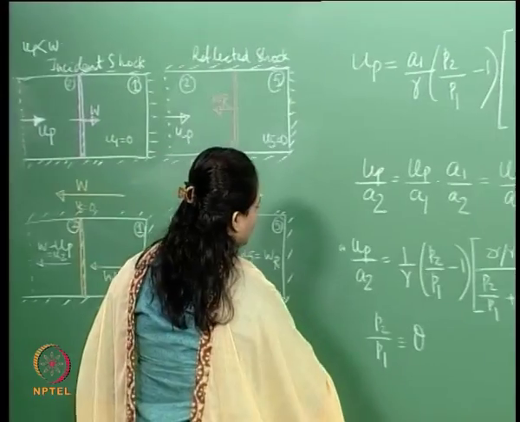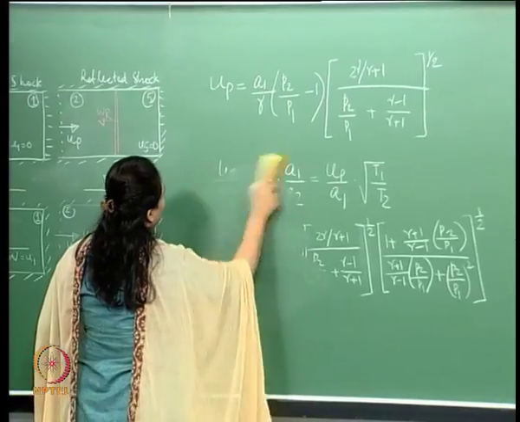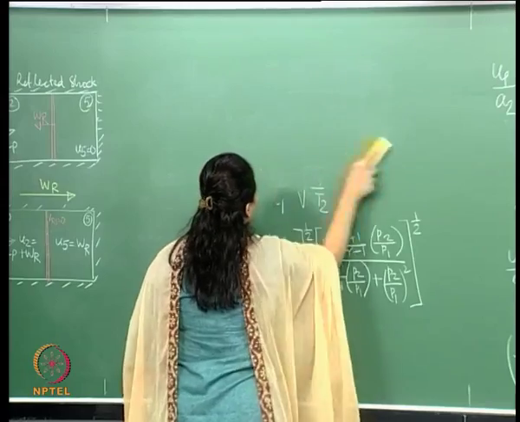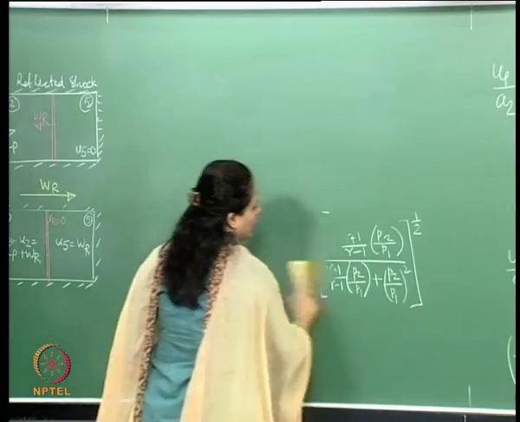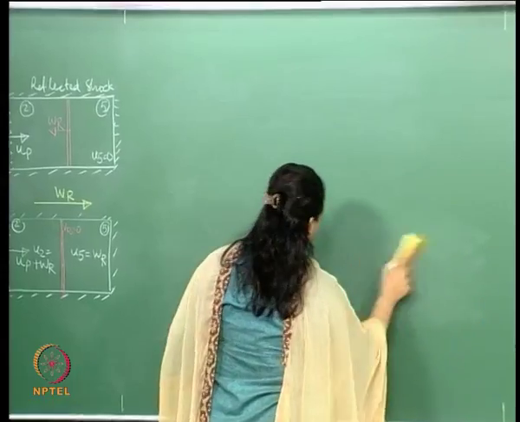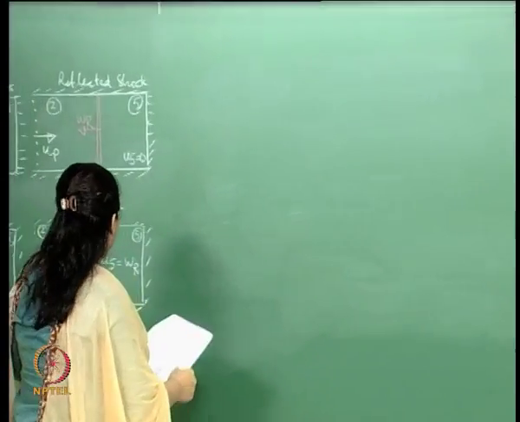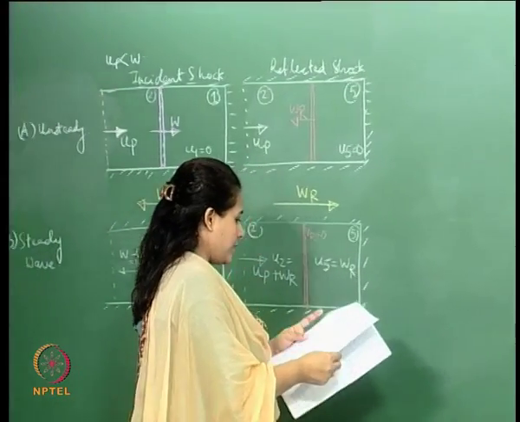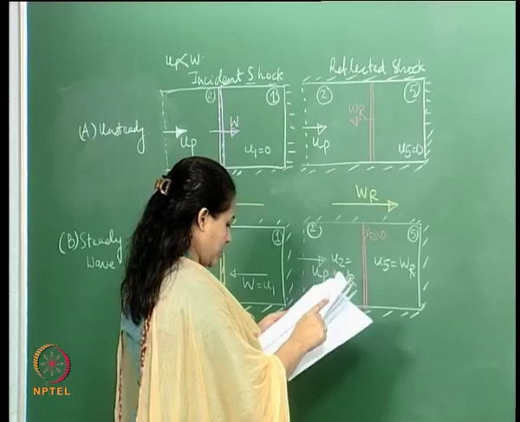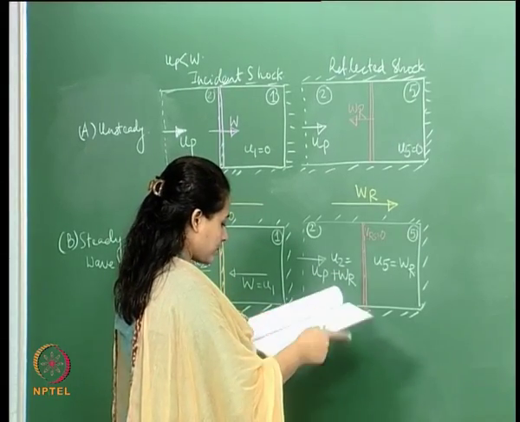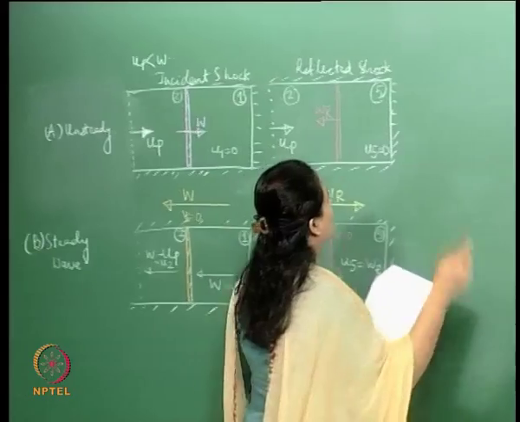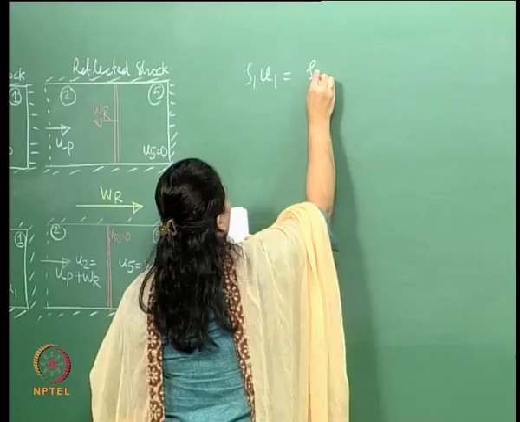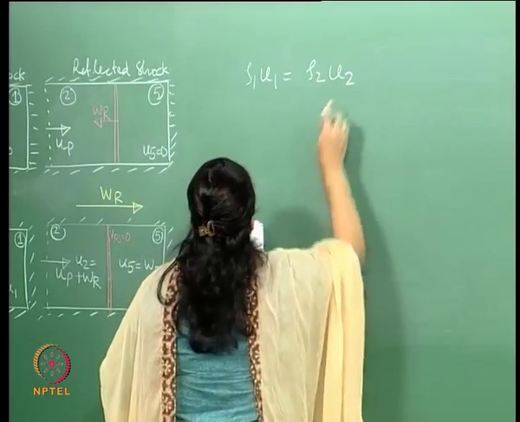Now, how do the governing equations look for the reflected shock wave? All we need to do is input these velocities into those. So going back to what we had for the governing equations, we had rho 1 u1 is rho 2 u2.